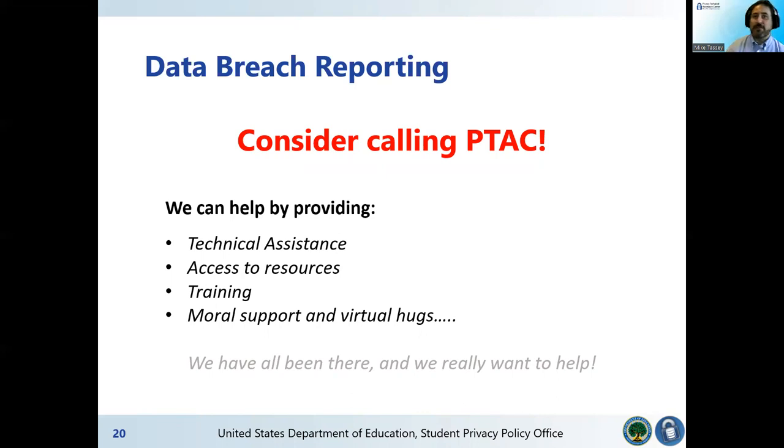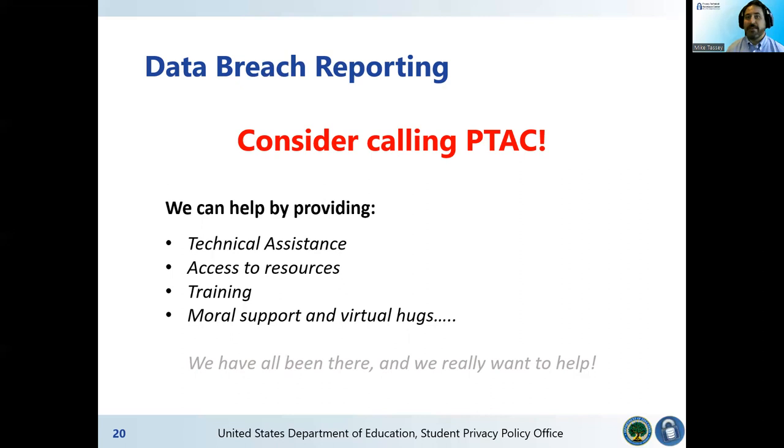But beyond the legal reporting requirements that may or may not exist, depending on your state and the type of data, we strongly recommend that you consider calling us here at the Privacy Technical Assistance Center at the U.S. Department of Education for a couple of reasons. First, we're not the FERPA police, we're here to help, remember. So we are a technical assistance center. Our goal is to connect you with guidance and resources and information to help protect student information and education data systems. So we can help in your response efforts by providing that technical assistance and access to best practices.